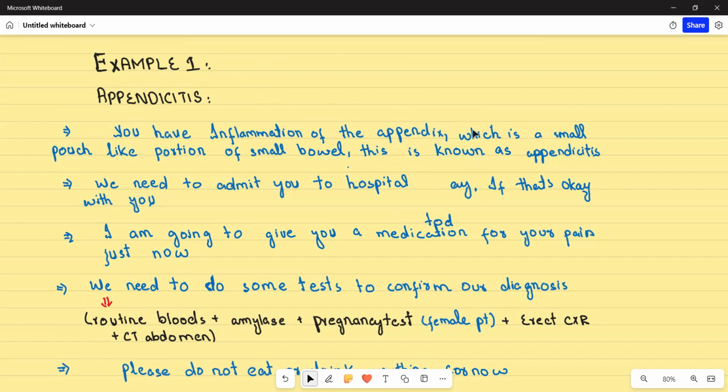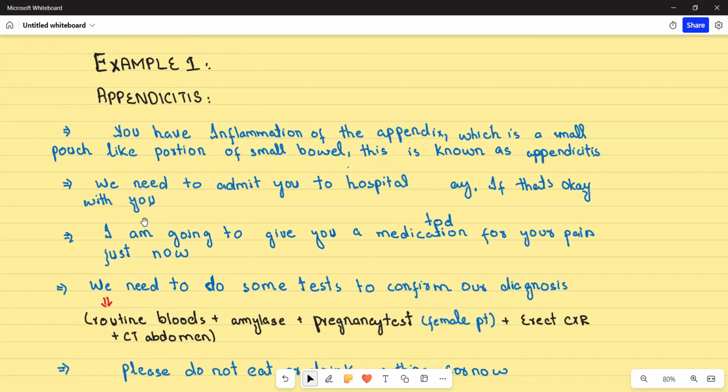At this point, if the patient has expressed any concern in the history, then you're going to address it here as well. Then you're going to tell the patient that we need to admit you to the hospital today. Okay, if that's okay with you. Always try to involve the patient in your planning. So at the end of a sentence, you can say if that's okay with you or is that all right with you, and the patient can then tell you yes or no. So it will become a two-sided conversation. Okay.